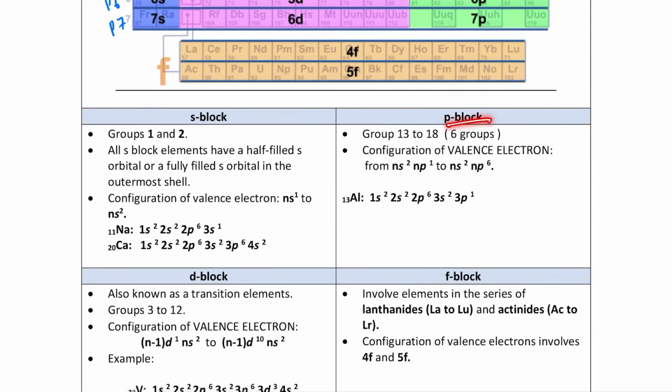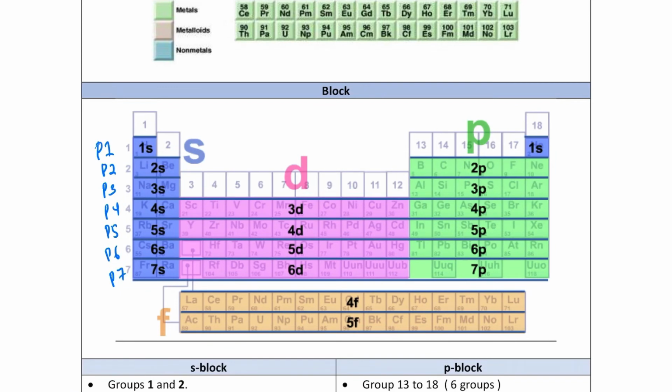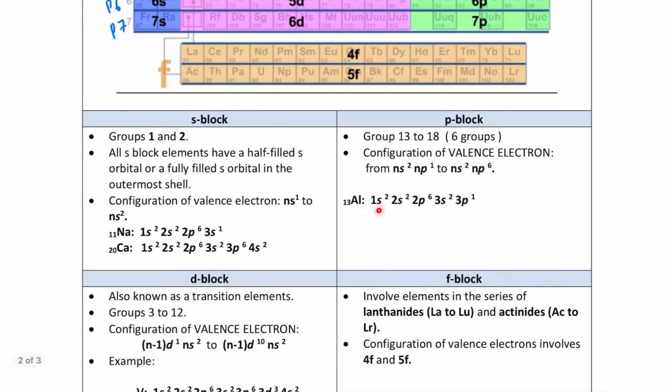Alright, next kita tengok P block. P block elements starting from group 13 to group 18. Total there are 6 groups. Configuration for valence electron dia adalah ns2 np1 until ns2 np6. Okay, so that means dia punya valence electronic configuration adalah 2s2. Lepas tu contohlah kalau carbon, dia stop dekat sini, so 2p2. Okay, ini adalah p1. Lepas tu ini p3 and p4 and then p5, and then the last one here adalah p6. Alright, so aluminium, since we stop writing electronic configuration at P, that means aluminium exists in P block.